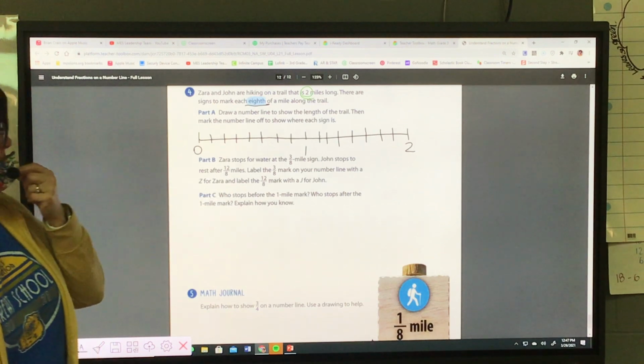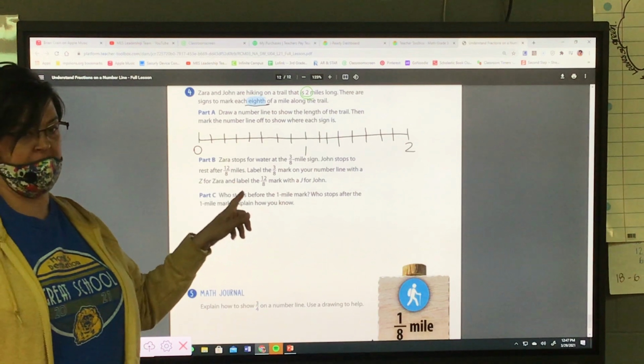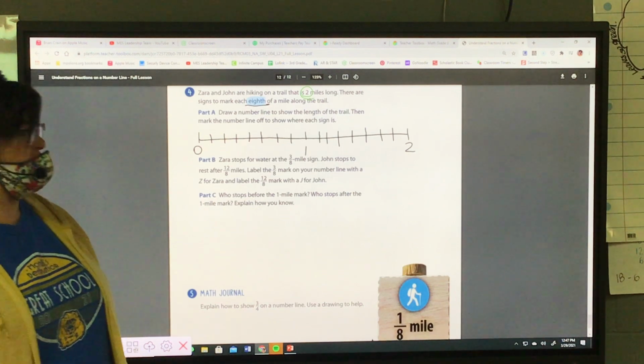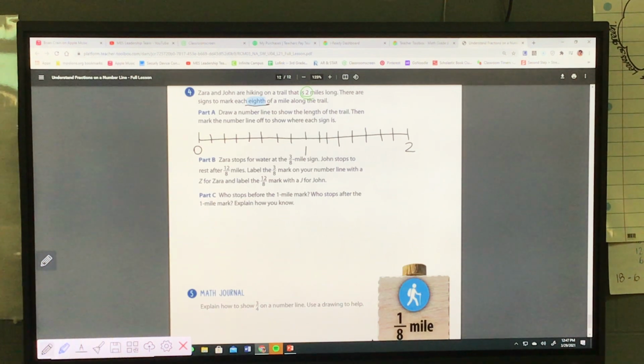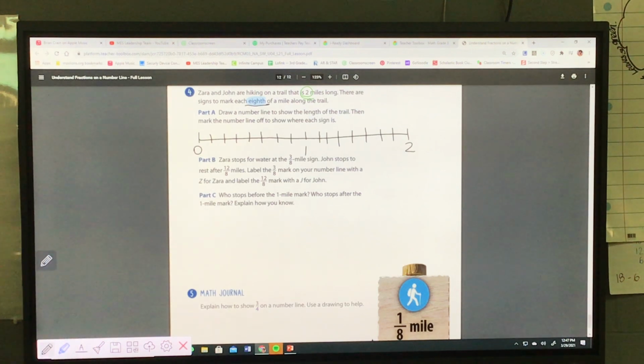Zara stops for water at the 3/8 mile sign. John stops to rest after 12/8 miles. Label the 3/8 mark on your number line with a Z for Zara, and label the 12/8 mark with a J for John. So point to where 3/8 is. We can just use this same number line. Let's not make a new one. Let's use the same one we have.